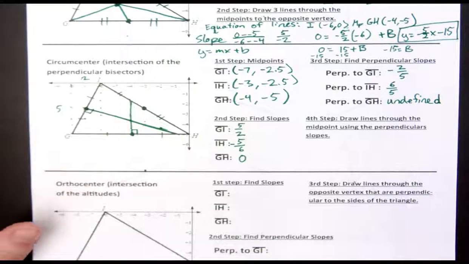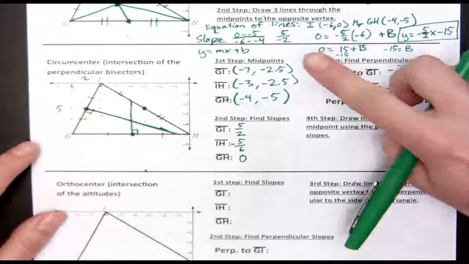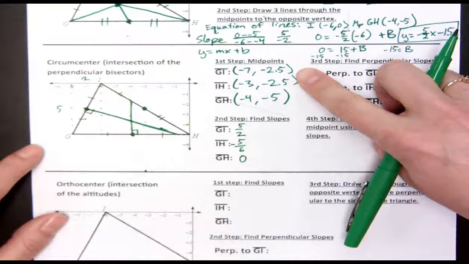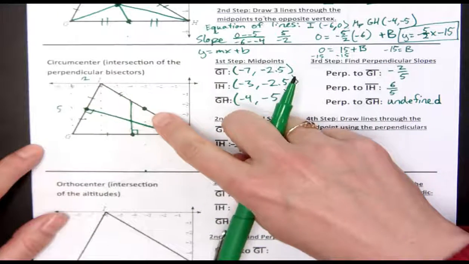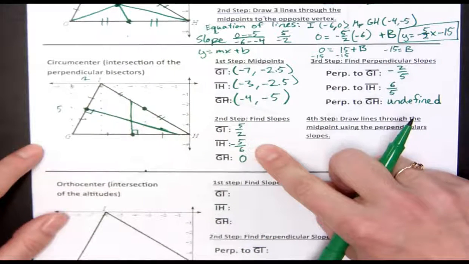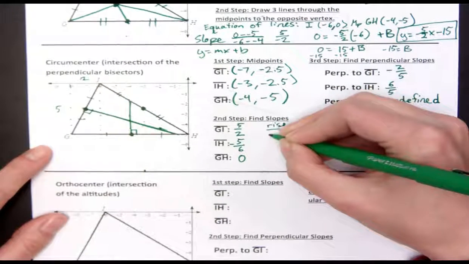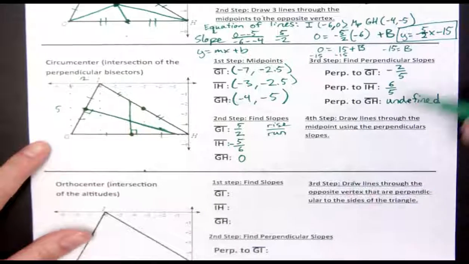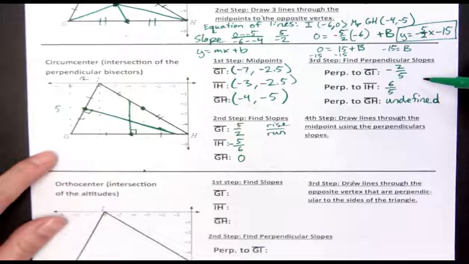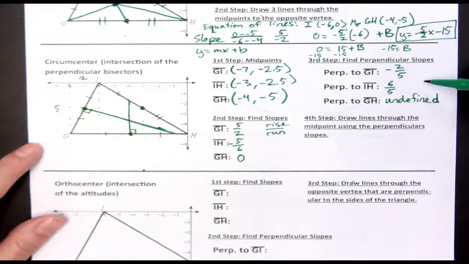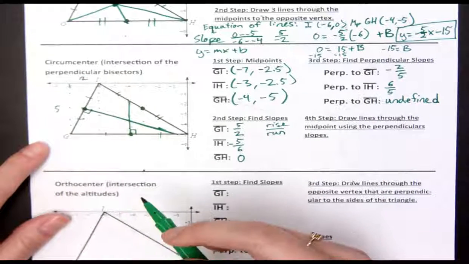Okay, so let's review a minute. Are you guys with me on finding the midpoints? Yes. You're with me on graphing the midpoints? Yes. Are you with me on finding the slopes? No. So slopes are just rise over run, and we just count it out. Are you with me on finding perpendicular slopes? Yes. Okay, so where did I lose you? Was it the graphing?